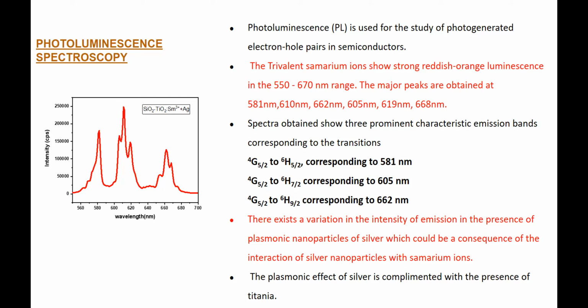Samarium ions show strong reddish orange luminescence in the 550 to 670 nanometer range. The major peaks obtained are at 581, 610, 662, 605, 619, and 668.